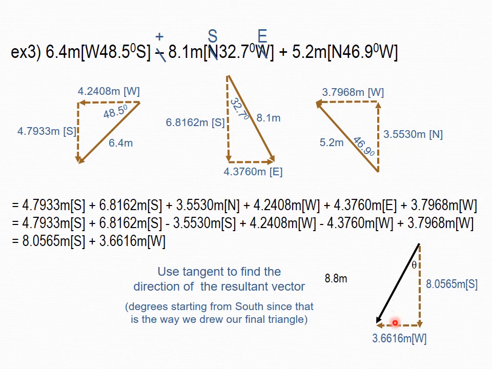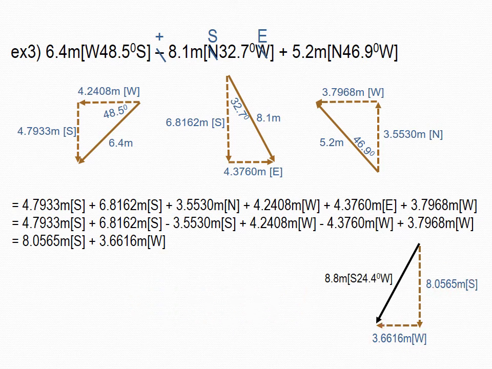The opposite side is 3.6616. The adjacent side is 8.0565. So to find the angle, I took the inverse tan of opposite 3.6616 divided by adjacent 8.0565, and that gave me 24.4. I went south first. The angle is 24.4 degrees, and I went west second.